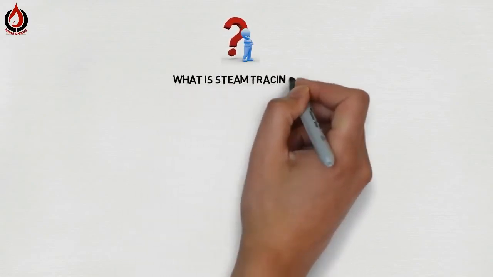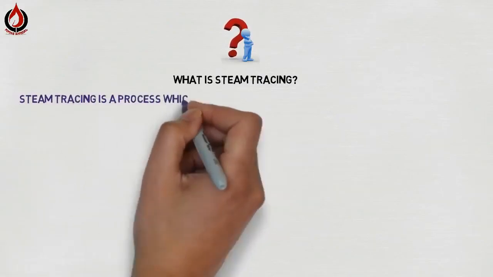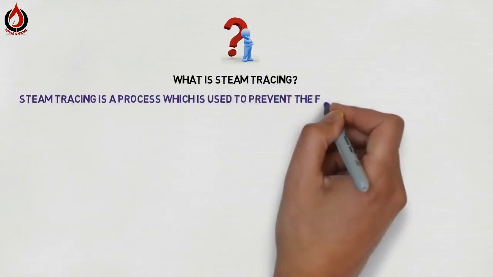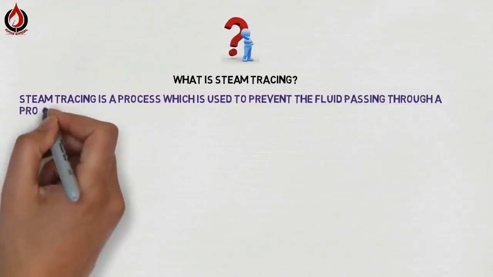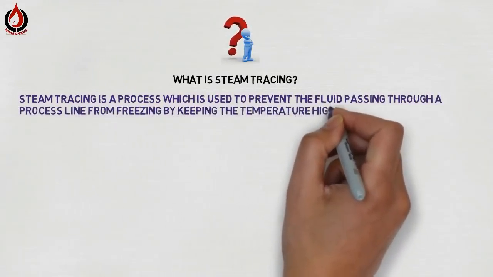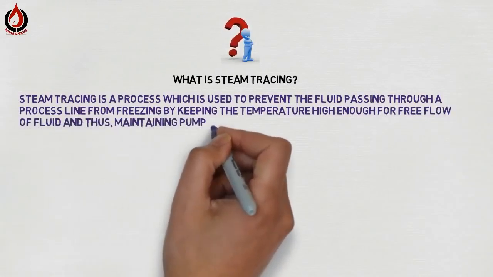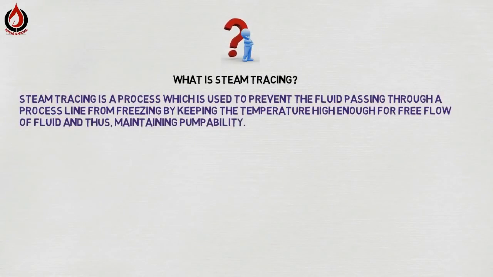What is steam tracing? Steam tracing is a process which is used to prevent the fluid passing through a process line from freezing by keeping the temperature high enough for free flow of fluid and thus maintaining pumpability.